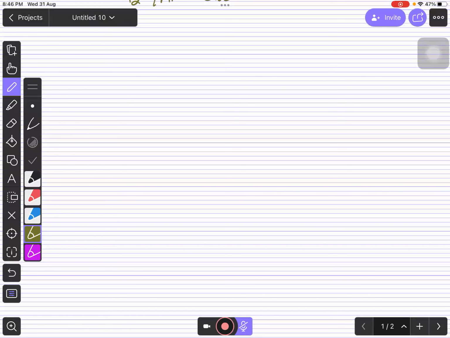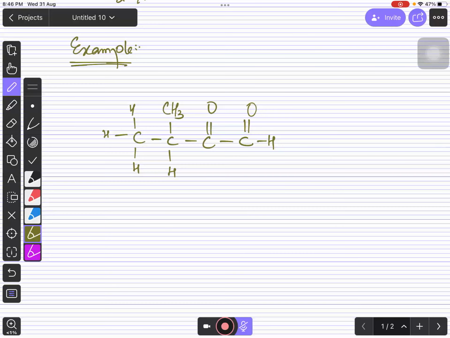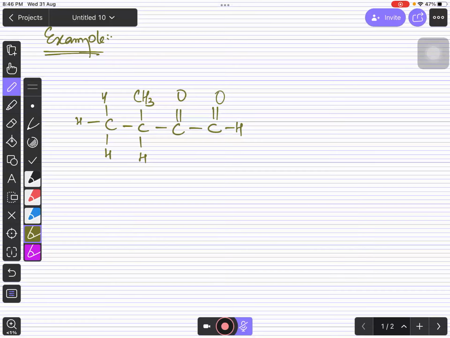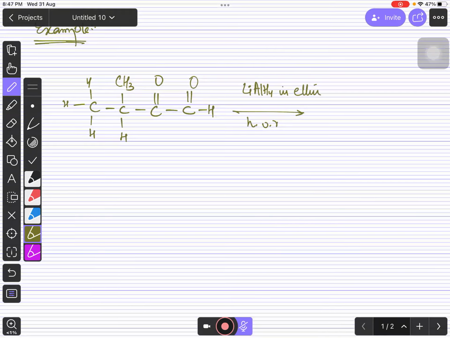For example, I have a compound like this: 1 carbon, 2 carbon, 3 carbon, 4 carbon. And on this carbon I write a branch over here, and on this carbon I write this. So for example, I have this molecule, right, bacho? On this molecule, if I apply lithium aluminum hydride in ether, and I'm doing heat under reflux, you need to understand this. This is the secondary carbon, right?